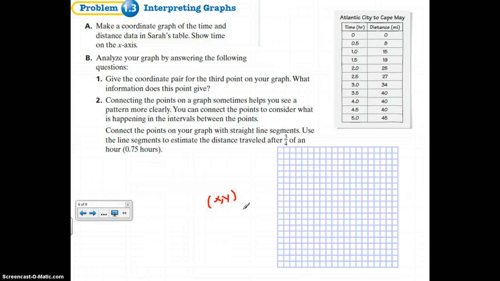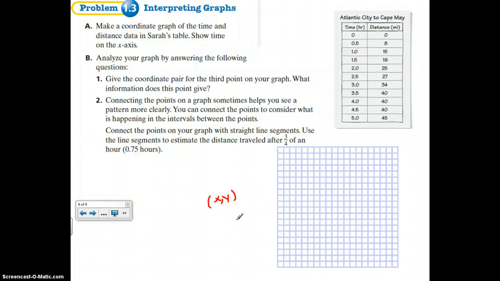Part 2 says connecting the points on a graph sometimes helps you see a pattern more clearly. You can connect the points to consider what is happening in the intervals between the points. So connecting the points means you're looking at what's happening in between. So it wants you to connect the points on your graph with a straight line segment. So you might want to use a straight edge. You can use your template or a ruler or the side of your book.